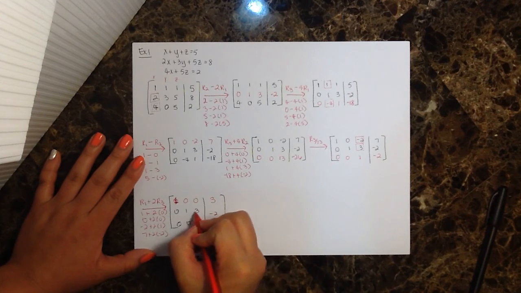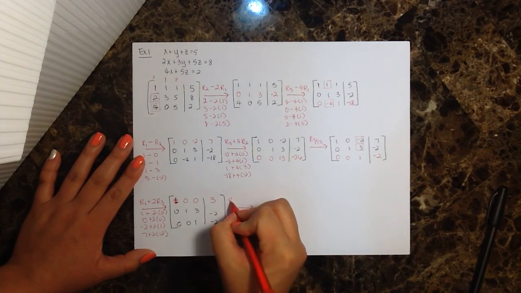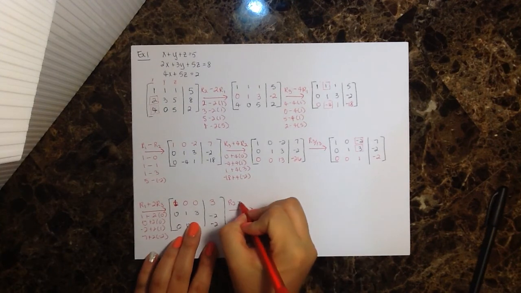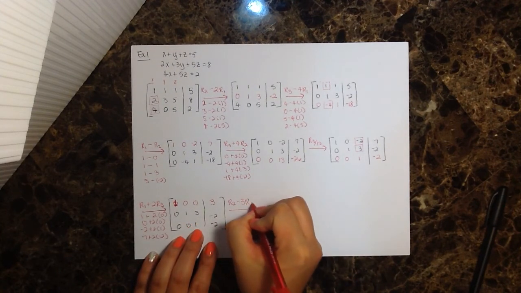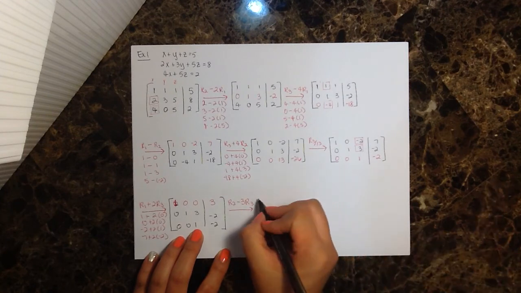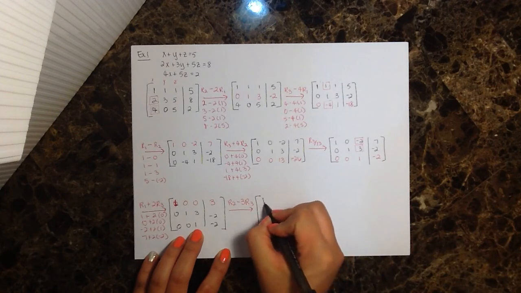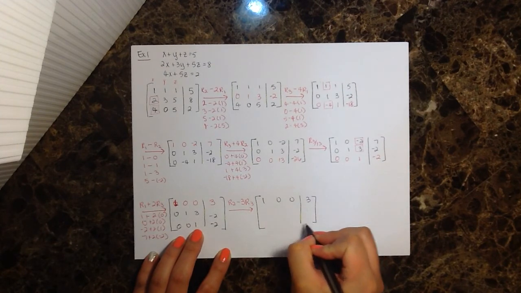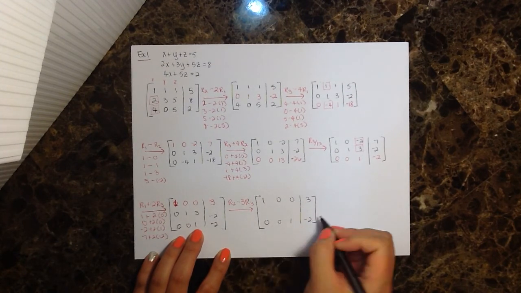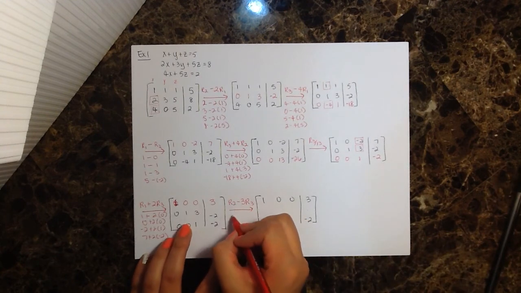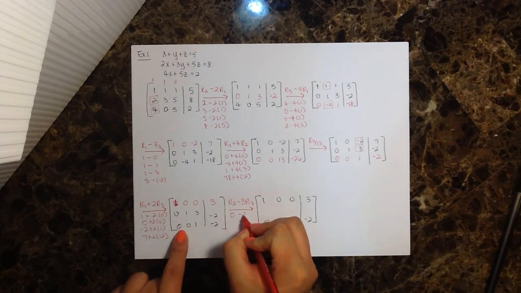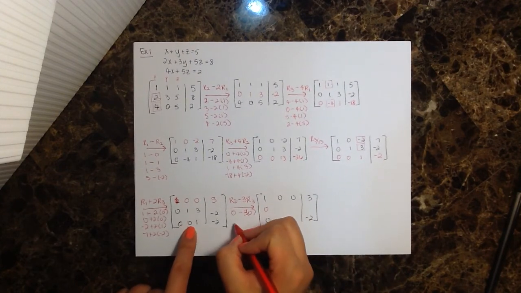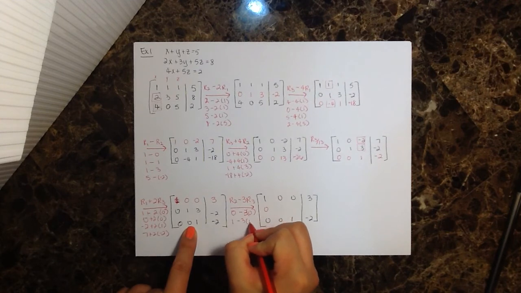And last but not least, taking care of that remaining 3 in row 2. Again, I want that 3 to be a 0, so I can subtract 3 times row 3. Since I'm just changing row 2, I can rewrite rows 1 and 3. So row 2 minus 3 times row 3.